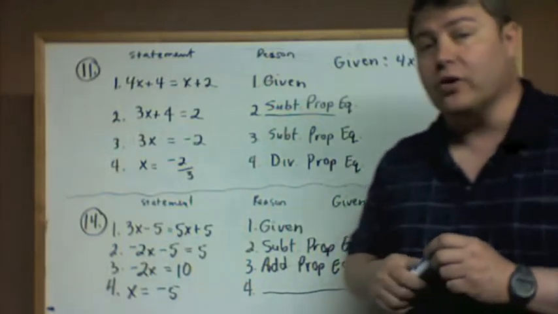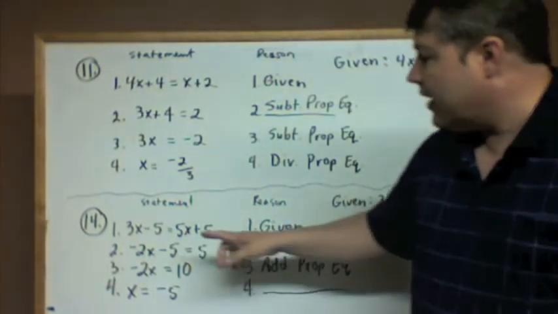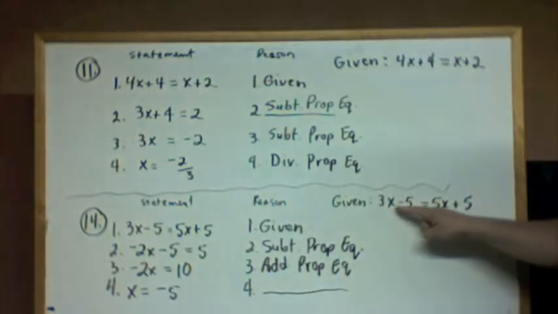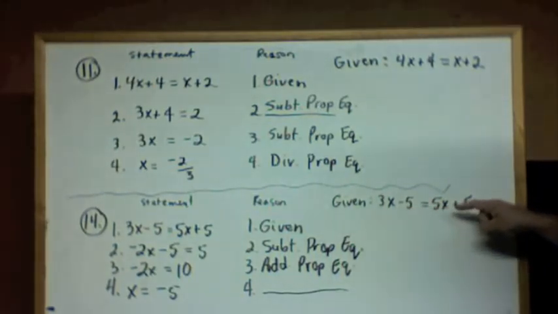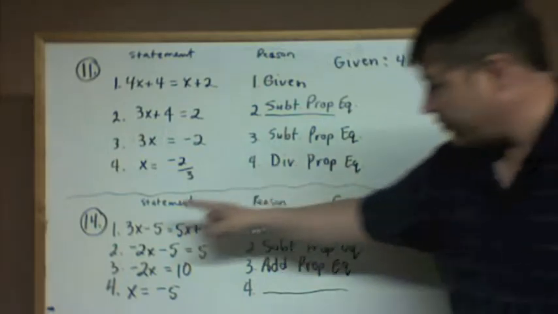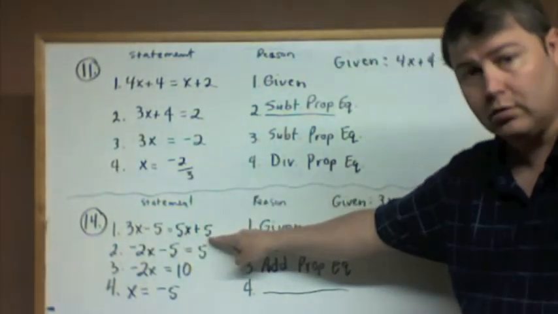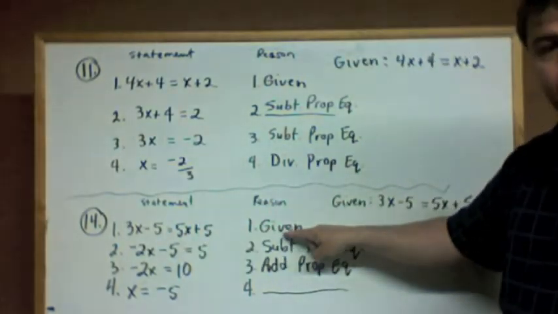Okay, on to number 14. Again, 14 says, given 3x minus 5 equals 5x plus 5. That's where they're going to start us. So that is our first statement. And the reason for that is given. That's what they gave us.